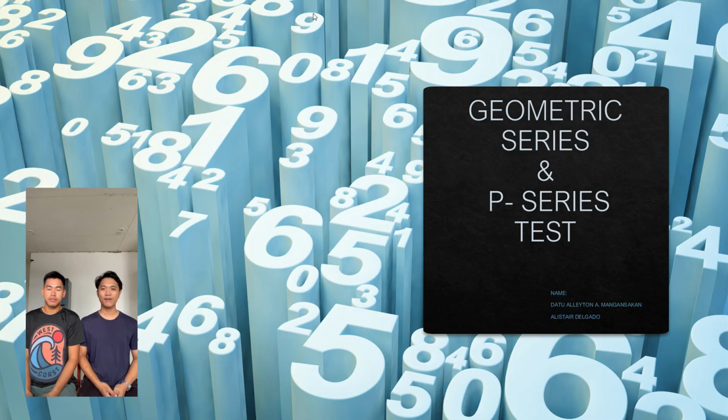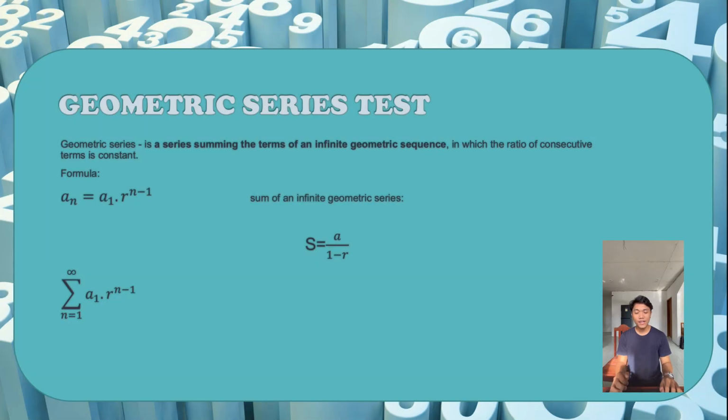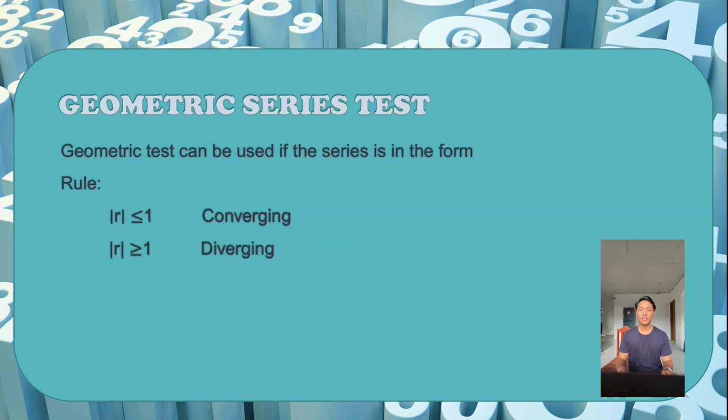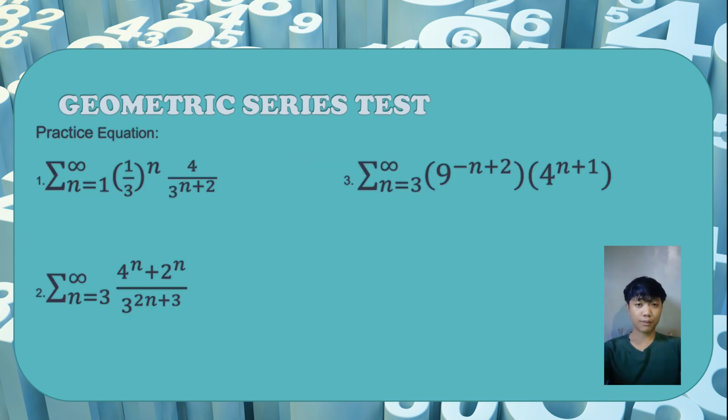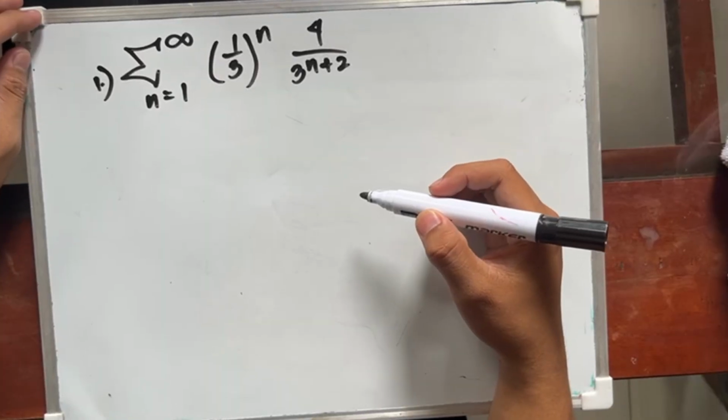In advanced mathematics. Hello everyone, today we're going to learn about the geometric series test and how to determine if a geometric series converges or diverges. Let's get started. Converging means the sum approaches a finite number, while diverging means the sum goes indefinitely. So now we have three examples here, so we can try to solve them. Let's go. Today we will solve the series.